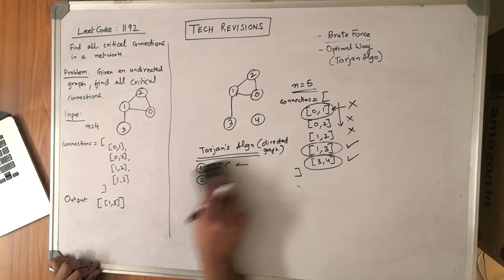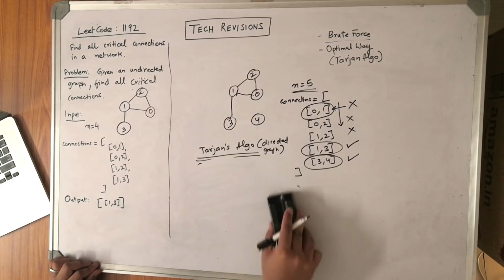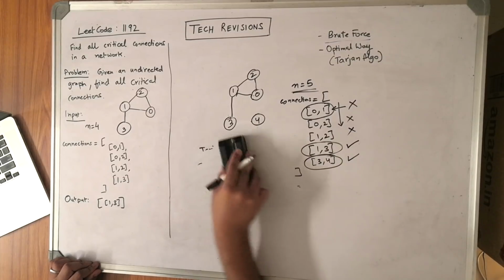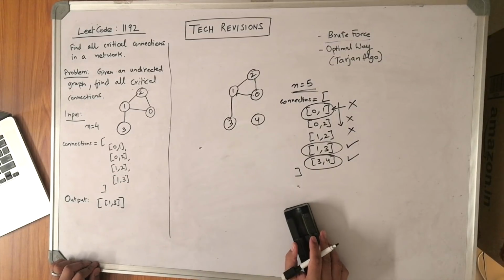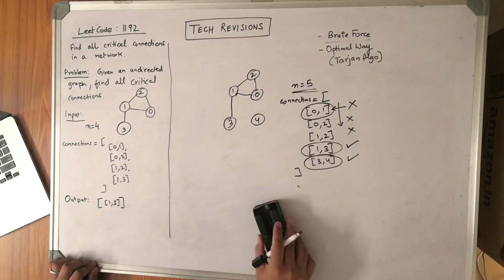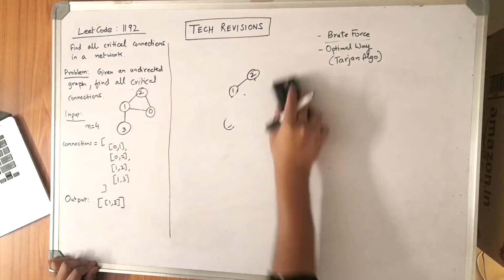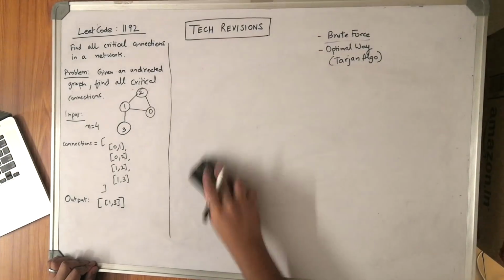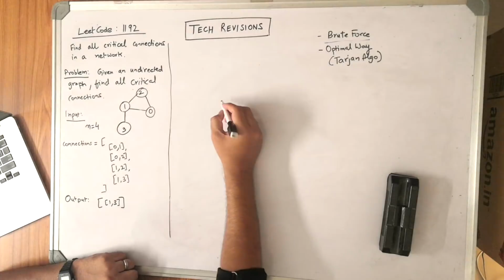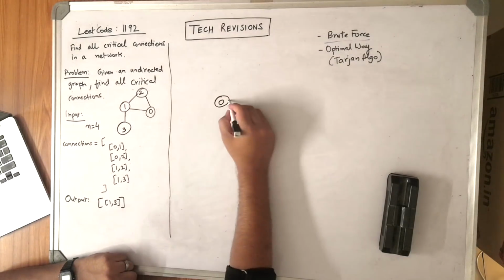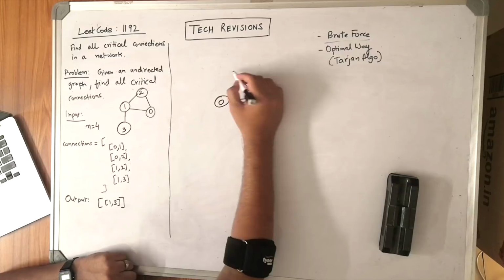Let me rub this. To be able to explain the working of Tarjan's algorithm, let me quickly rub this and start with a graph which makes it easier to explain. So I'm going to pick a graph like this.